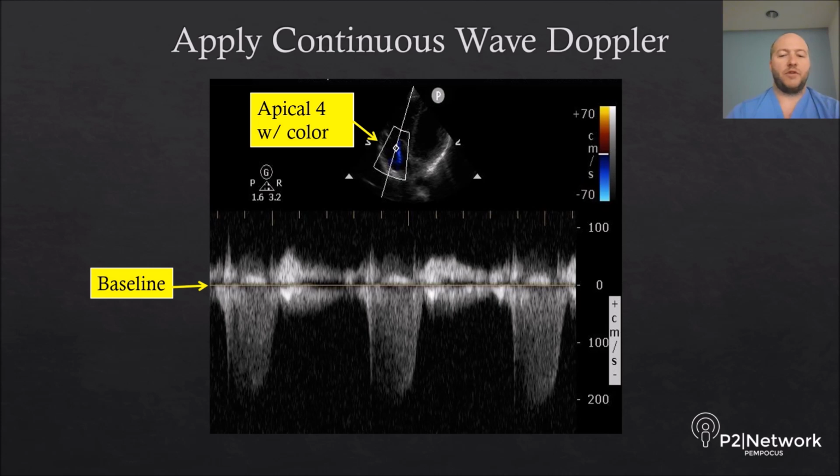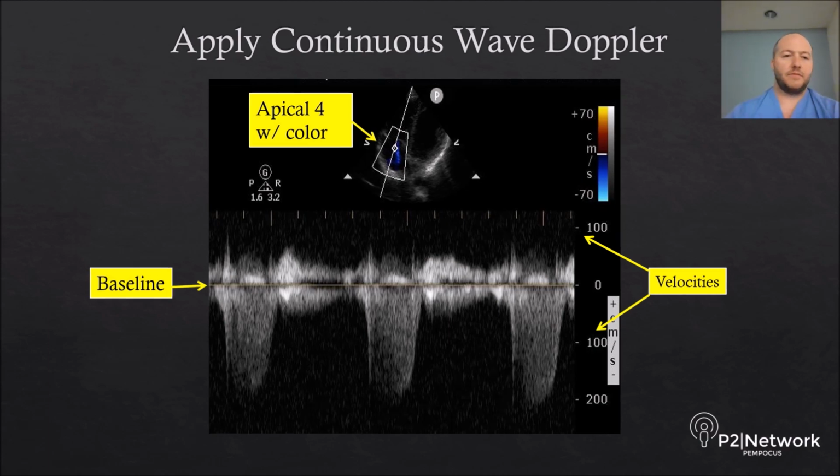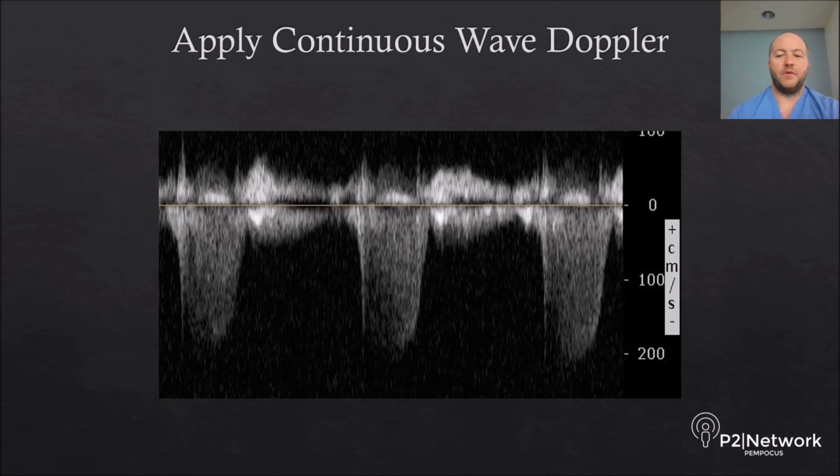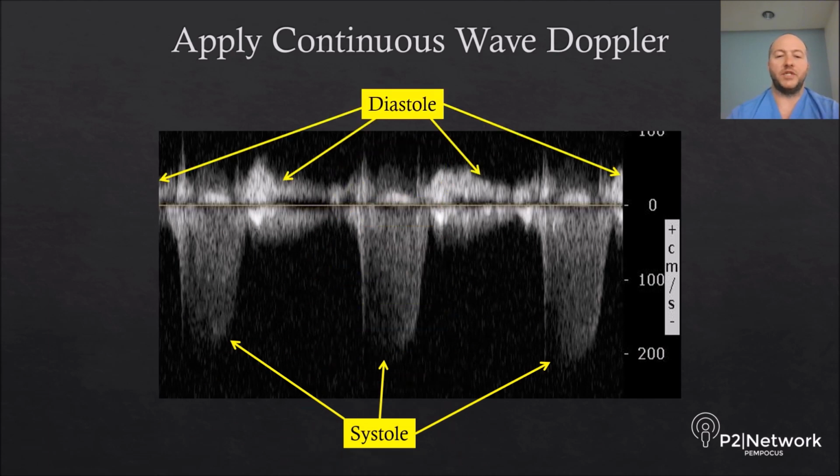On the lower part of the screen, you are seeing the continuous wave Doppler waveform. I've labeled the baseline as well as the various velocities. The following is a representation of a continuous wave Doppler waveform. All deflections in the negative direction represent systole, whereas all deflections in the positive direction represent diastole. In this image here, we are seeing 3 complete cardiac cycles depicted.